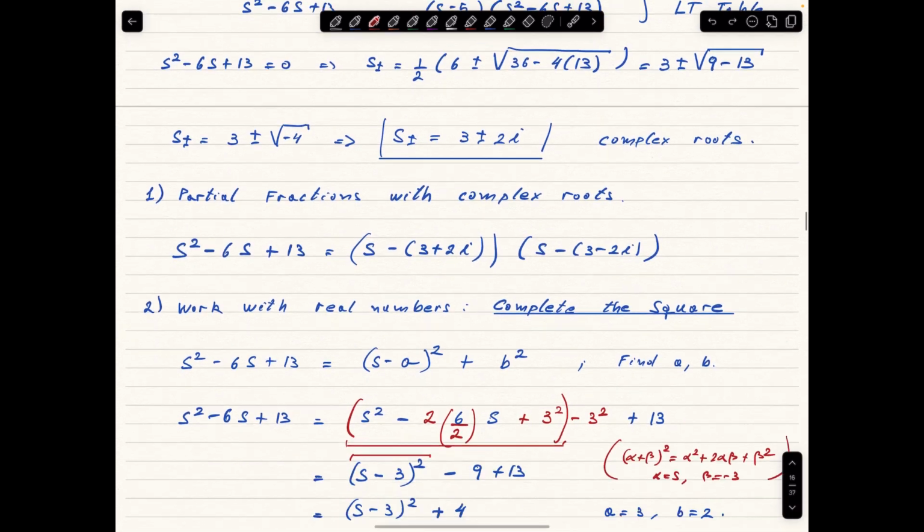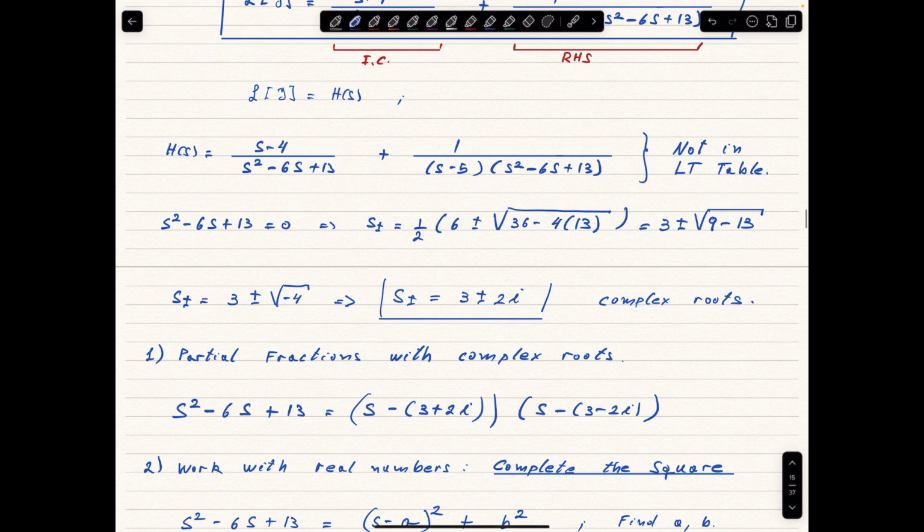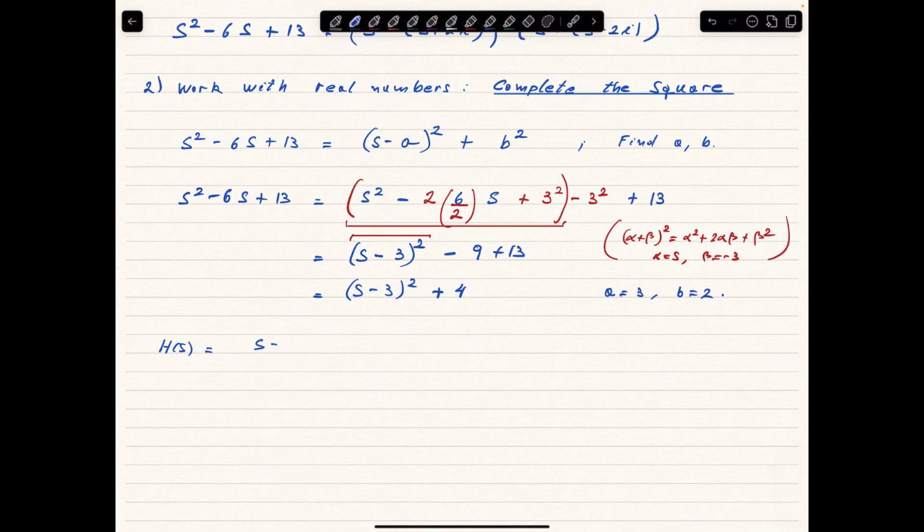So now our function h of s looks like this. Let's go to blue again. H of s has, what do we have in the numerator? s minus 4 over s minus 3 squared plus 4, and then here plus, I think it's 1 over, and here we have a product of s minus 5, and then this function we found, s minus 3 squared plus 4. So this is our function h of s.